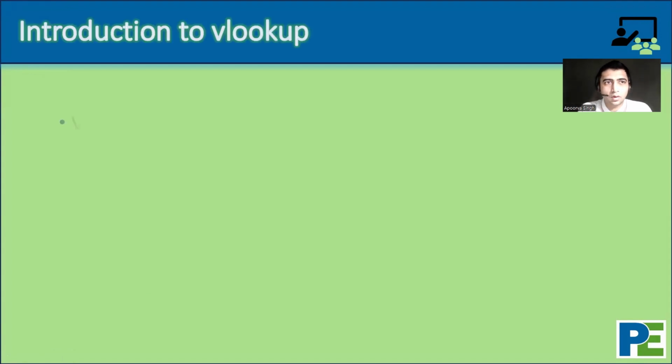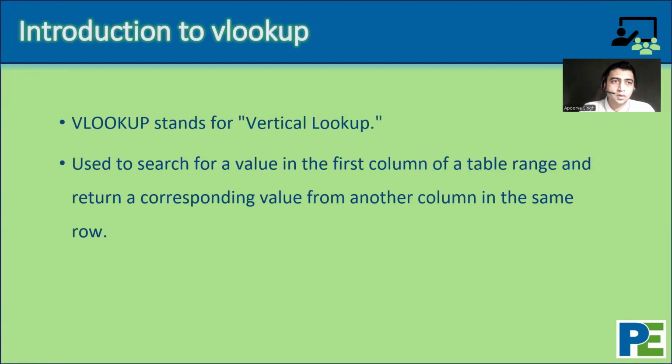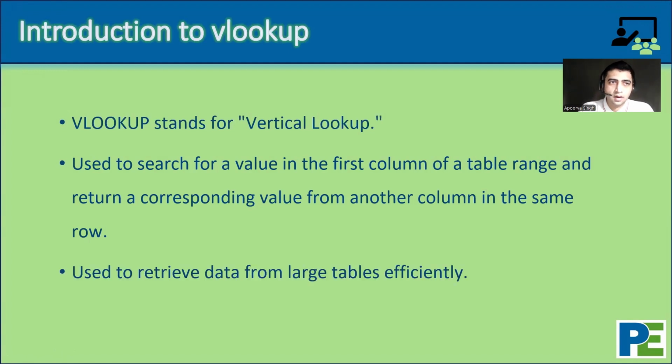So, what is VLOOKUP? VLOOKUP stands for vertical lookup. It is used to search for a value in the first column of the table and return a corresponding value from another column in the same row. It is used to retrieve data from large tables efficiently. As the second point suggests, it searches for the value in the first column only and returns the corresponding value from another column in the same row.